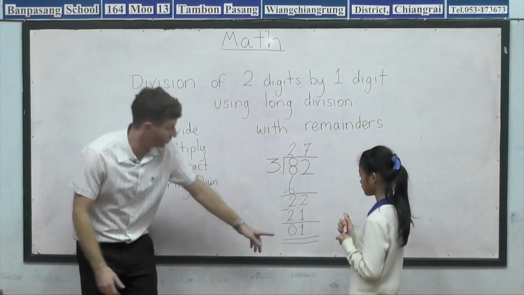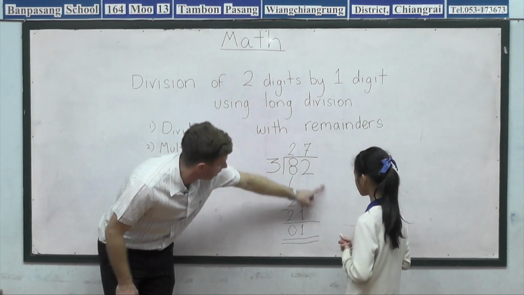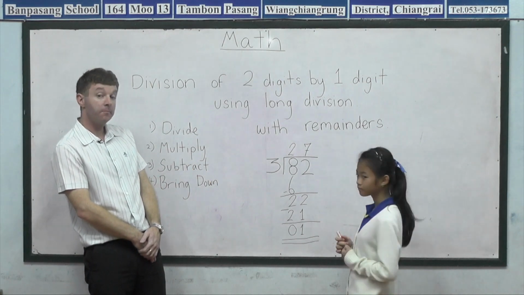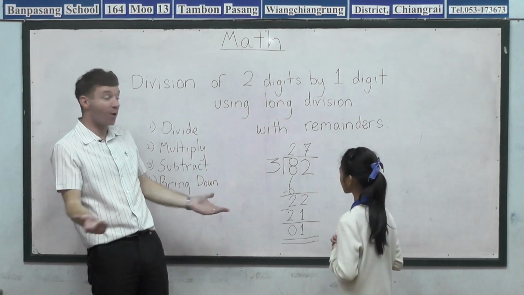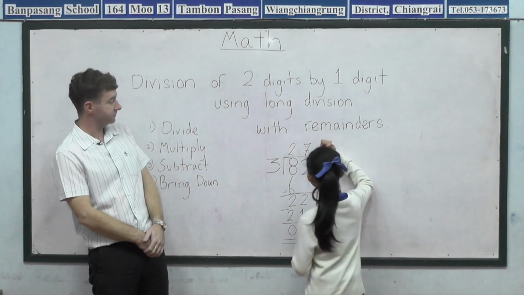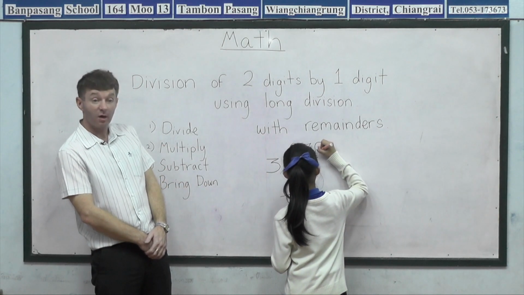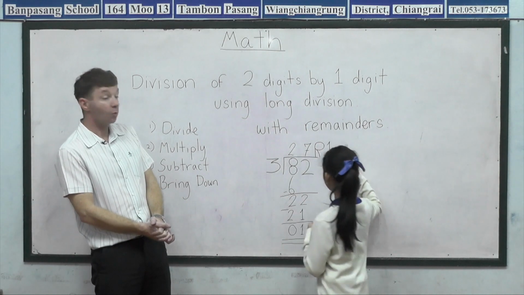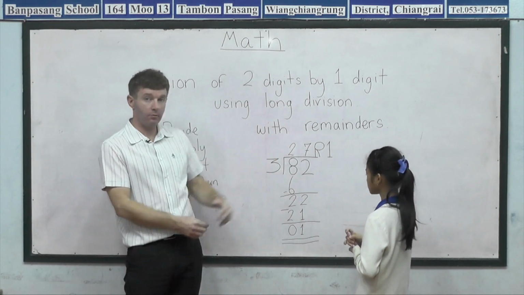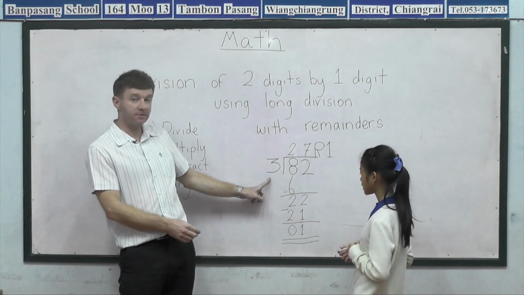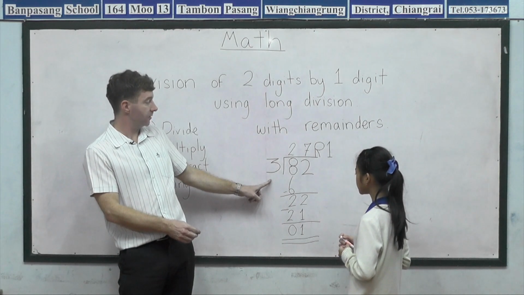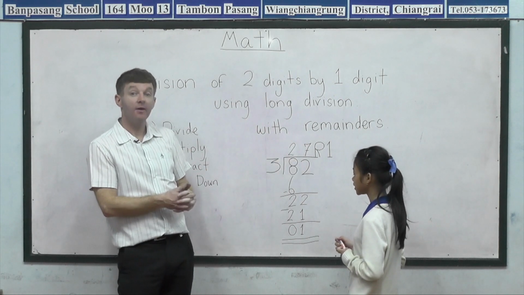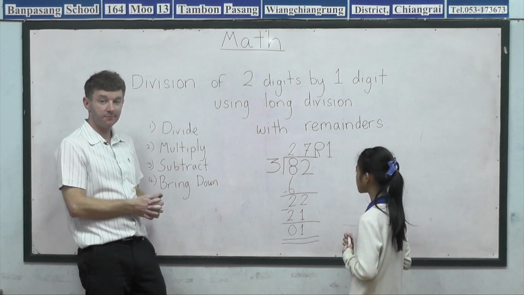And once again, we're left with our 1 that has nowhere to go because there's no other column. So what will we do with the 1? Remainder. 1 is our remainder. So what do we write down? 27 R1. So we can say 82 divided by 3 equals 27 remainder 1. Is that right?